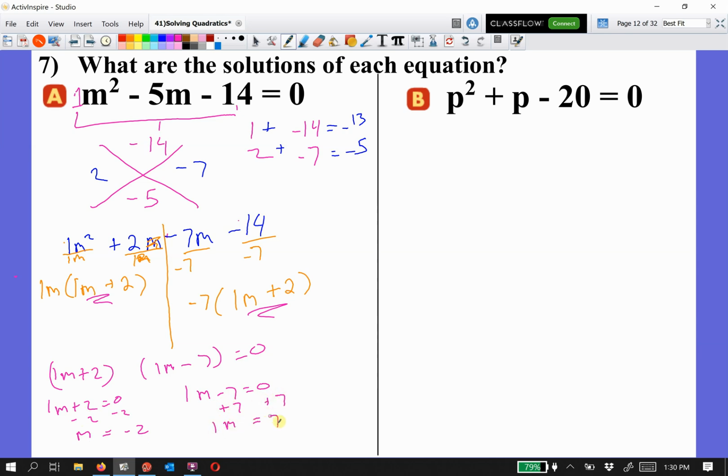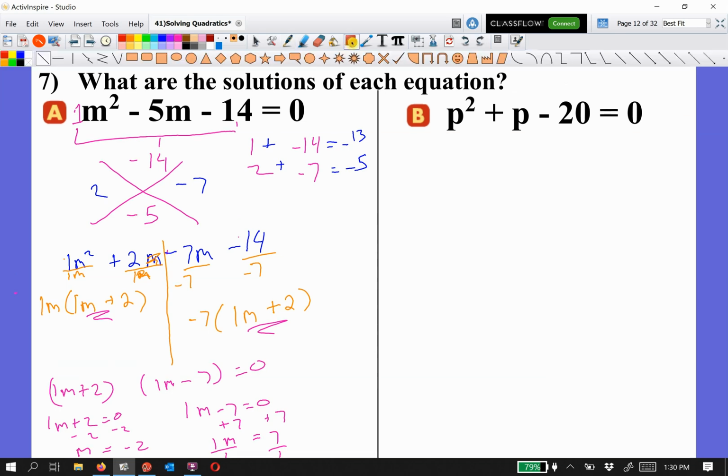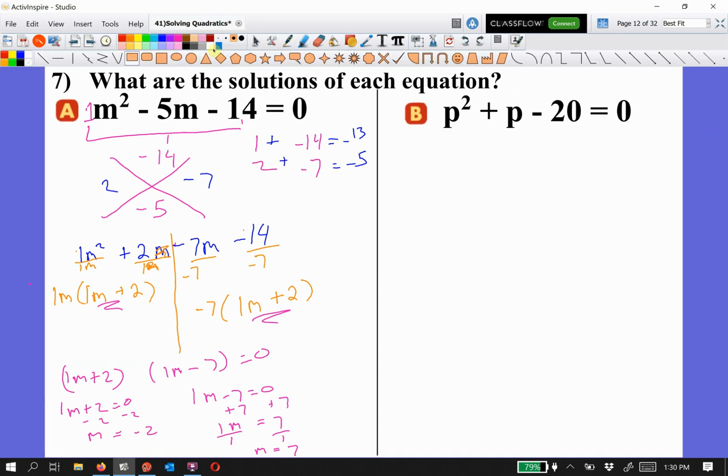m equals positive 7. If you really want to, you can always divide by 1, but I know that if it's 1, it's just going to be the exact same thing. So now I have two answers here. I'm not worried about the second one since we're doing plenty of these. I'm going to cover over that just so I can show you how to check.